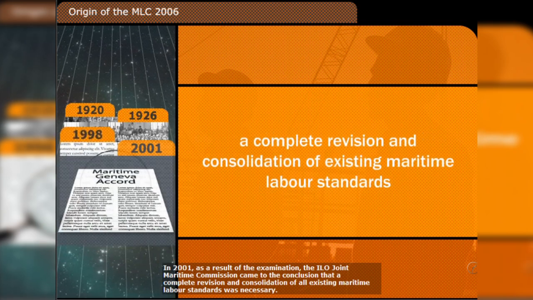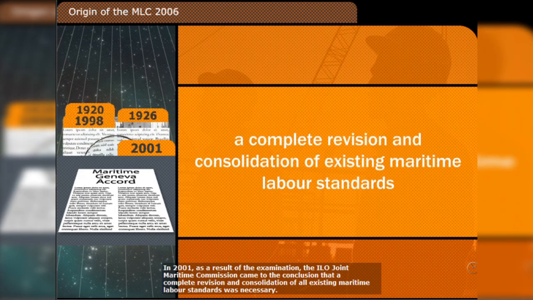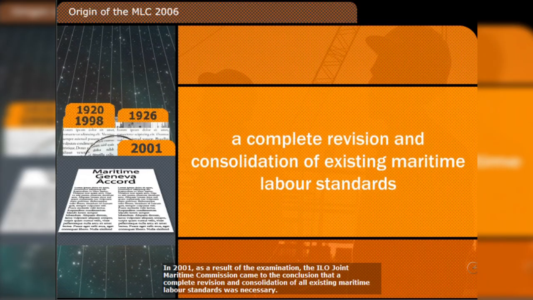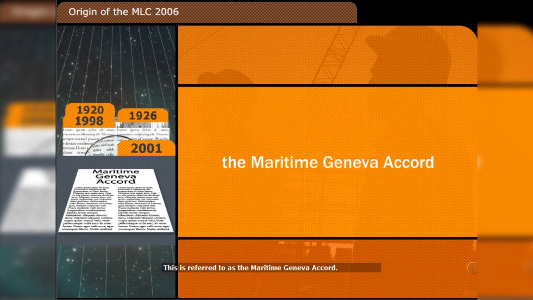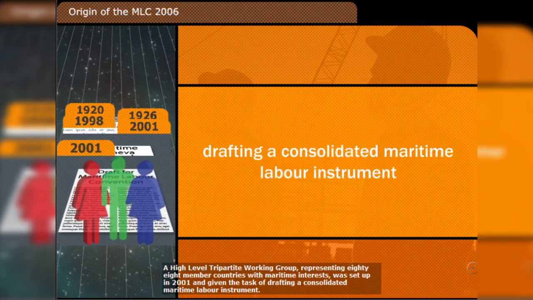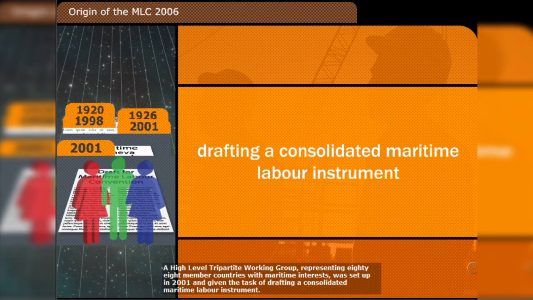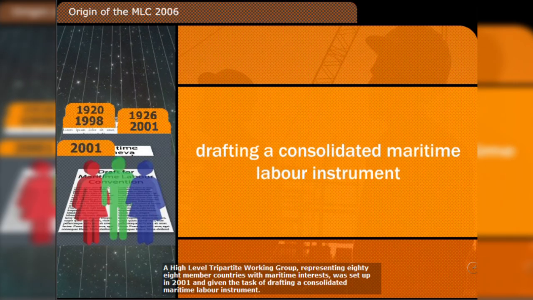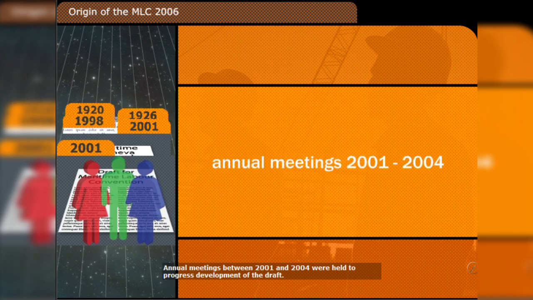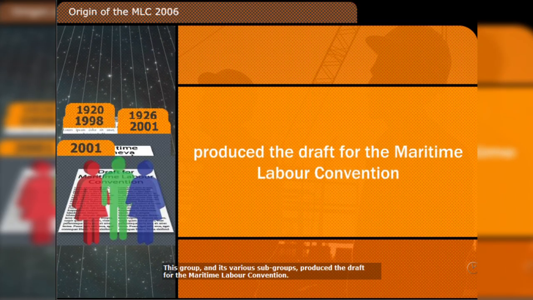In 2001, as a result of the examination, the ILO Joint Maritime Commission came to the conclusion that a complete revision and consolidation of all existing maritime labour standards was necessary. This is referred to as the Maritime Geneva Accord. A high-level tripartite working group, representing 88 member countries with maritime interests, was set up in 2001, and given the task of drafting a consolidated maritime labour instrument. Annual meetings between 2001 and 2004 were held to progress development of the draft. This group and its various subgroups produced the draft for the Maritime Labour Convention.